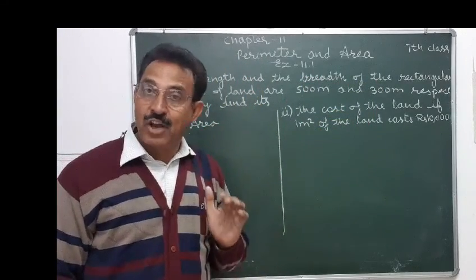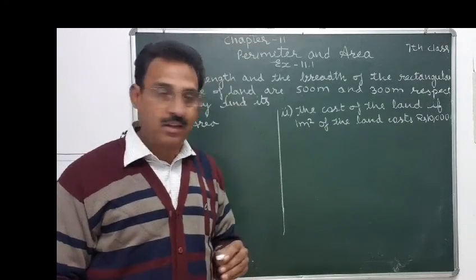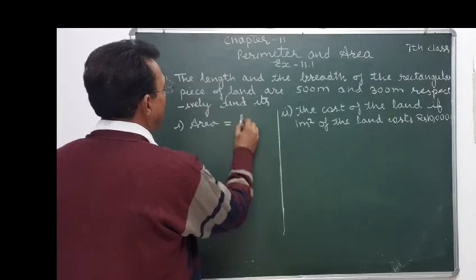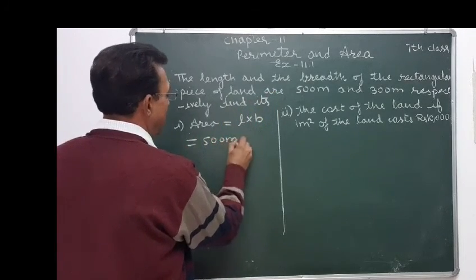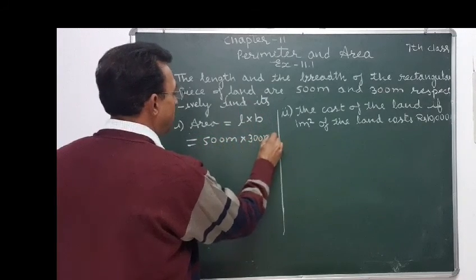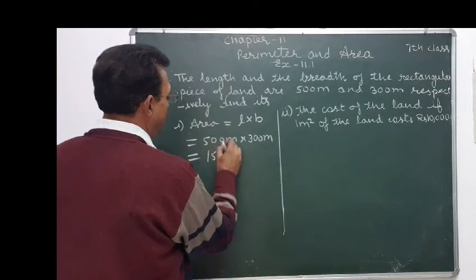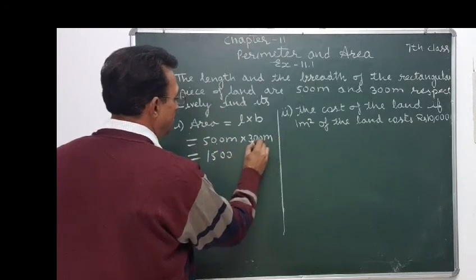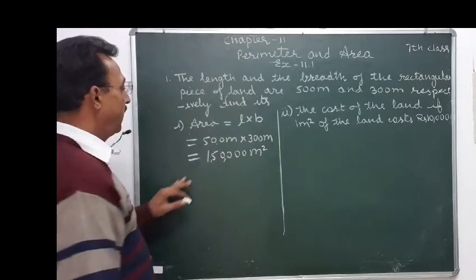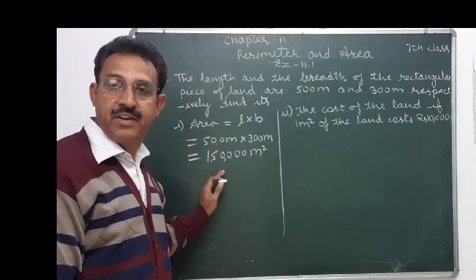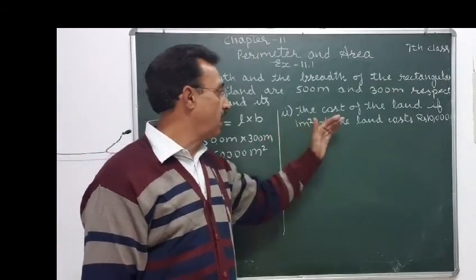As the land is rectangular in shape, we all know that the area of a rectangle is length into breadth. So area is equal to length into breadth, and here the length given is 500 meter, breadth given is 300 meter. On multiplying both of these, we get 5 into 3 is 15 with 4 zeros, 2 zeros and 2 zeros. Meter into meter is meter square. So the area of the land is 1,50,000 meters square.